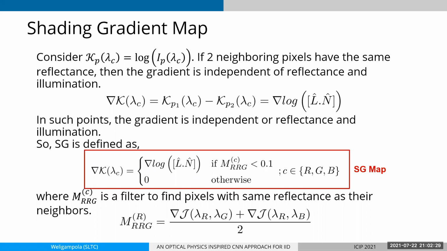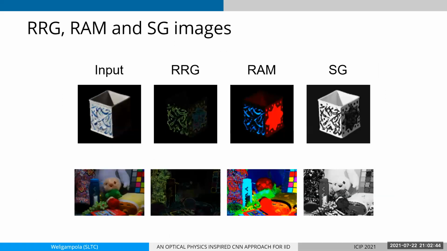We check if two adjacent pixels have the same value by constructing something called an RRG map, which is given in the third equation. The value of the RRG filter map will be low if the adjacent pixels are similar, since the gradient is lower, and it will be high if not. So the visual representation of these 3 parameters is shown here. You can see that the first figure, the RRG, highlights the borders of the object. The second figure, the RAM, shows more of the dominant colors and amplifies them. And finally, the shading gradient highlights the rate of change of normal when the reflectance stays smooth.